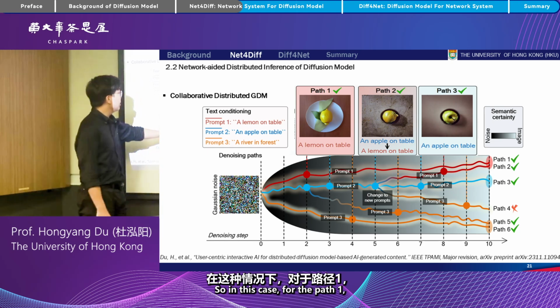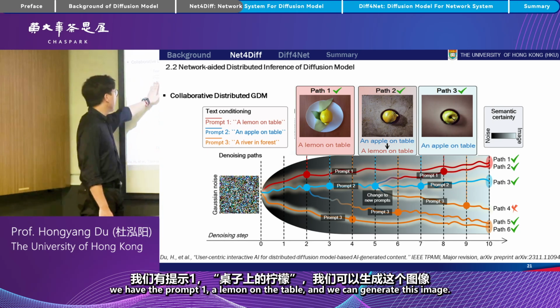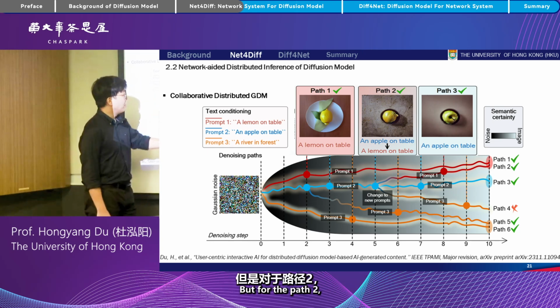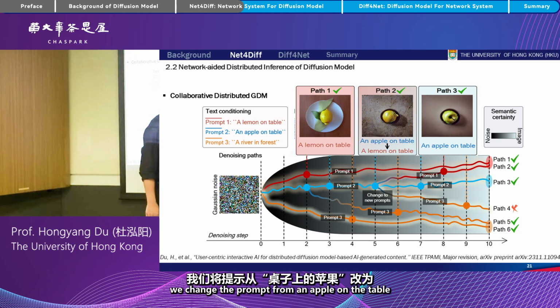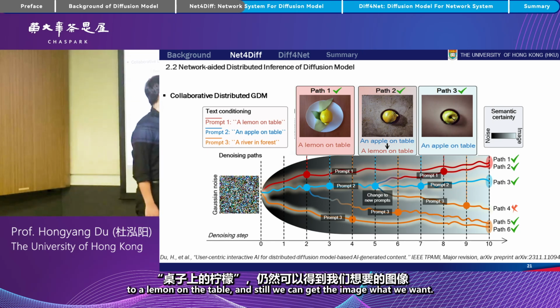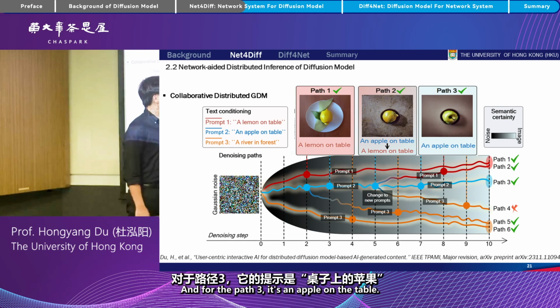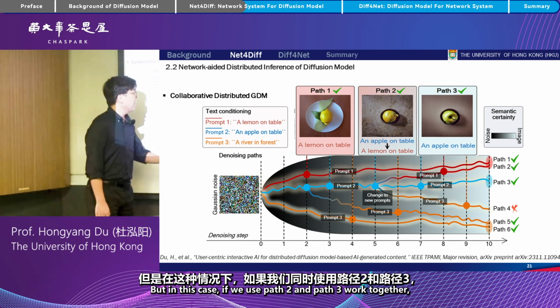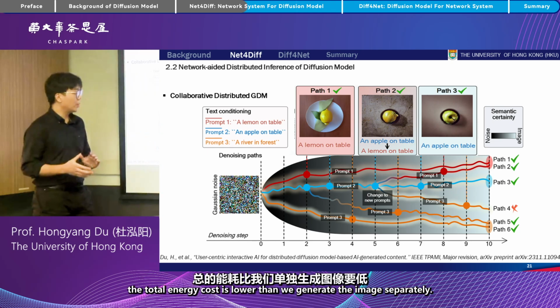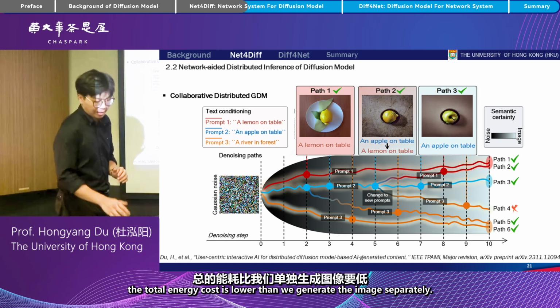We can have a look at the first three passes first. For pass 1, we have prompt 1, a lemon on the table, and we can generate this image. But for pass 2, we change the prompt from an apple on the table to a lemon on the table, and still we can get the image we want. And for pass 3, it's an apple on the table. But in this case, if we use pass 2 and pass 3 together, the total energy cost is lower than generating the images separately.